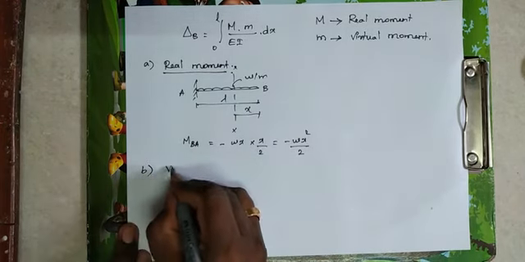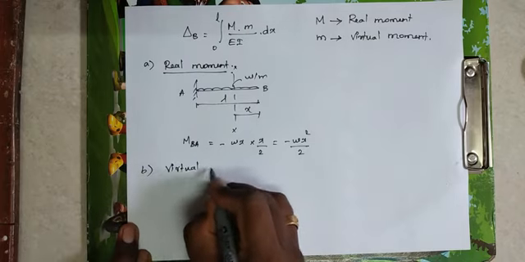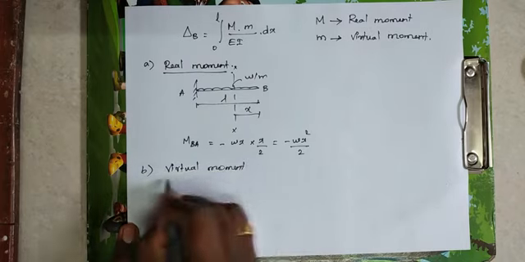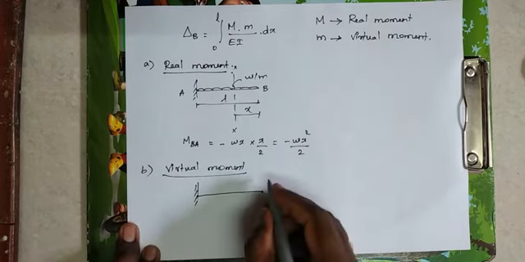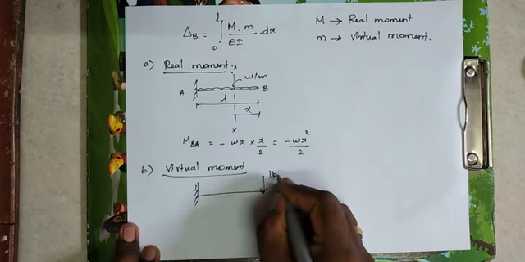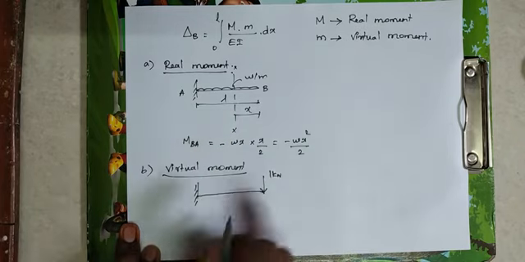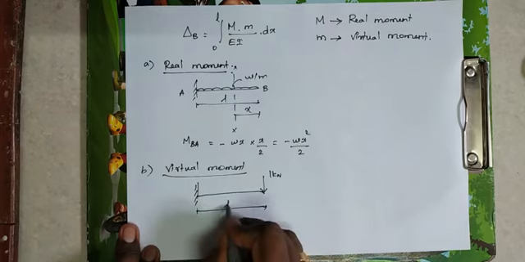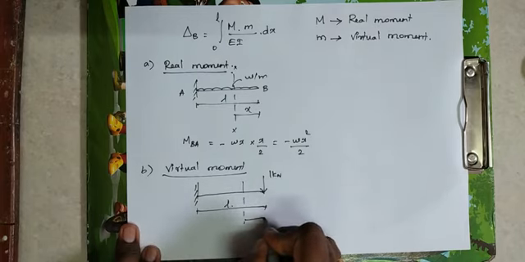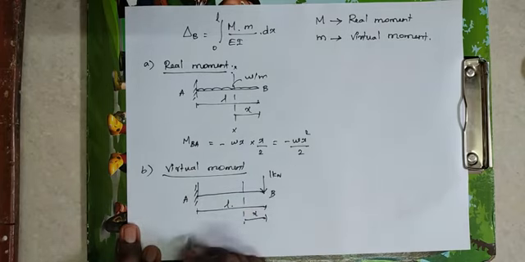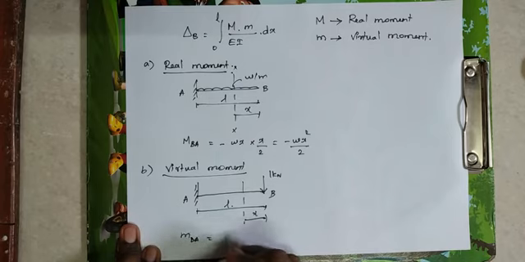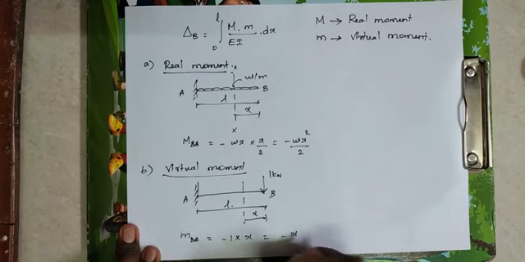Now we are going to find the virtual moment. Virtual moment is nothing but an imaginary moment. Consider the cantilever beam, and apply a unit load at free end. Before that, remove the given load UDL and the length of the beam is L and consider again a section at a distance x from end B. Now taking moment about this section we will get the small m_BA, that is virtual moment, 1 into x, that is minus x. We will get the virtual moment answer.